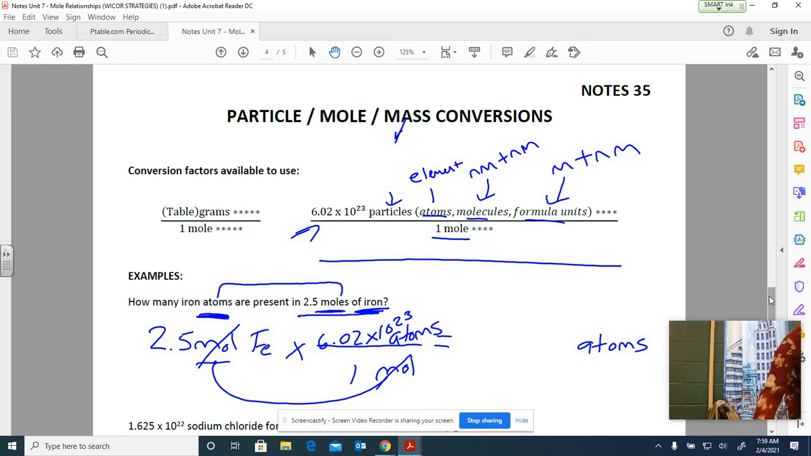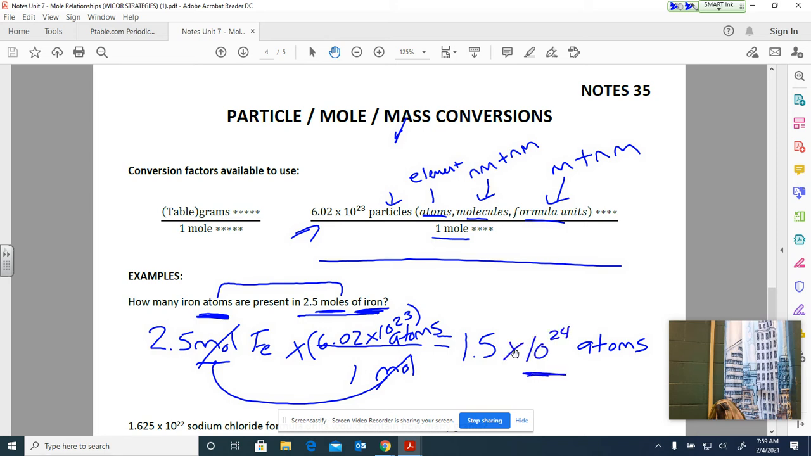Okay, so I'm multiplying these top two numbers, 2.5 times 6.02 times 10 to the 23rd, because they are next to each other. You always multiply the top and divide by the bottom. The bottom in this case is 1, so I don't really have to divide. So that really is the answer, 2.5 times 6.02 times 10 to the 23rd, but I did put it in parentheses in the calculator so that it did this exponent correctly. And it gives me 1.5 times 10 to the 24th.